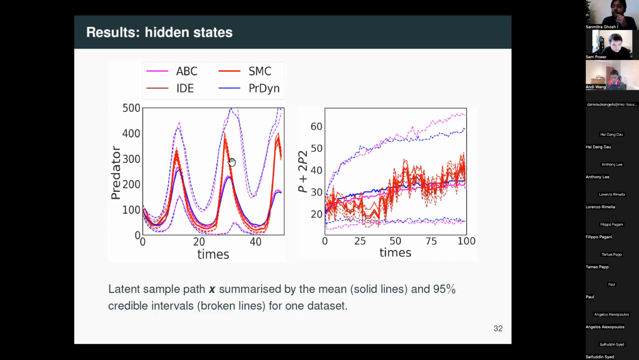Here is a question: can you distinguish between SMC and ID? They are almost indistinguishable, to be honest, for both this one as well as this one. Once I had these results, I was quite startled. Then I tried other models, and the result holds on different models as well. But for this talk, I'm showing these two models.